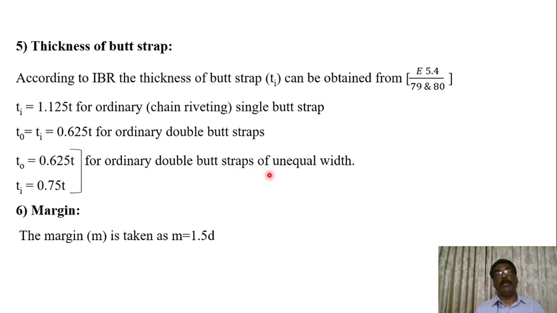This is for a butt joint with two cover plates of unequal width, so the width of one cover plate is different from the other. In that case, the thickness of the outer cover plate is equal to 0.625T, same as before, and for the inner cover plate it is 0.75T. So separately you can find out the thickness of the two cover plates. But in most cases, we use a butt joint with two cover plates of equal width, so the thickness of both cover plates is equal to 0.625T. By using this equation, you can find out the thickness of the cover plate.